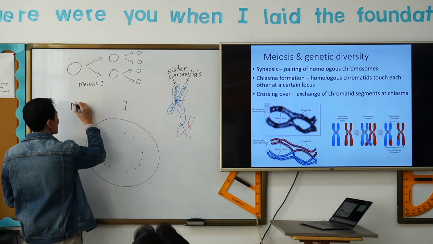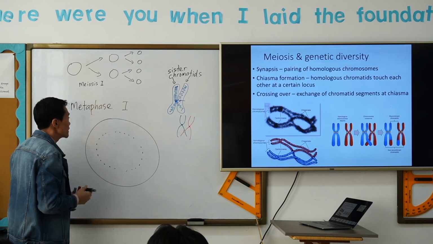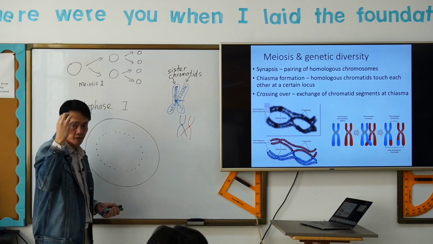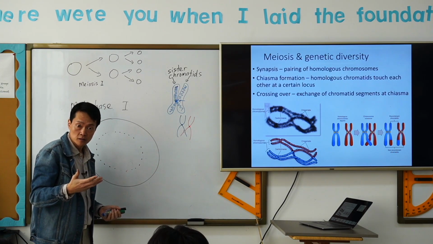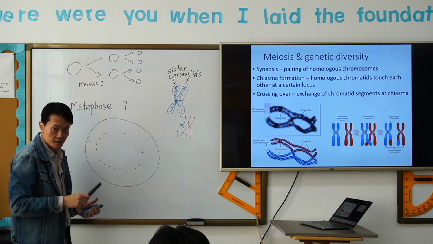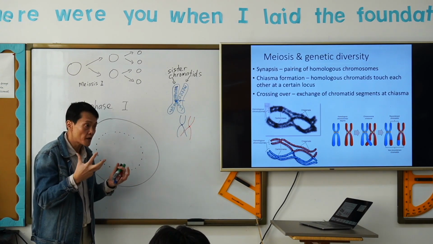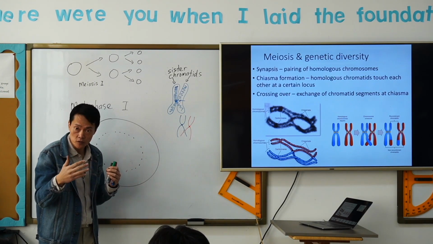So let's call this metaphase 1. And again, we want to have this understanding that we are looking at processes that increase the genetic diversity of the offspring. Okay? So lining up in the center, except that now the homologous pairs line up in a special way that you don't see in mitosis.